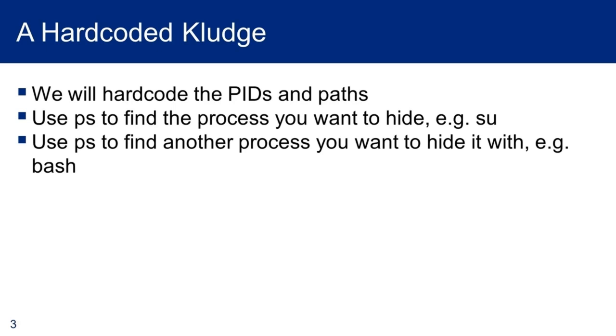In order to simplify the LKM code, we will hard code the information about processes of interest, but again, these could be determined dynamically by a good system programmer. So we will use PS to get information about the SU process which we want to hide. We will also use PS to get information about the bash process that we will use to hide the SU process. This does fit into the category of a kludge, but it should not detract from the learning process to do it this way. It just isn't very elegant.